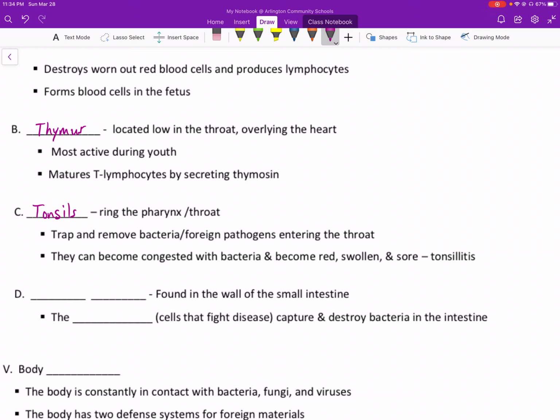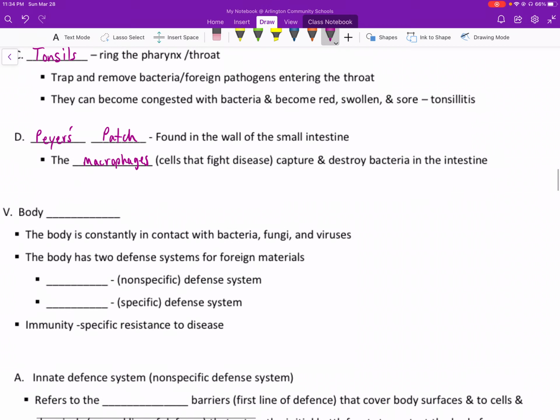So then we have the Peyer's patch. This is found in the wall of the small intestine, and the macrophages stored here capture and destroy bacteria within the intestines, which is very beneficial for us. So now we have the body's defenses.